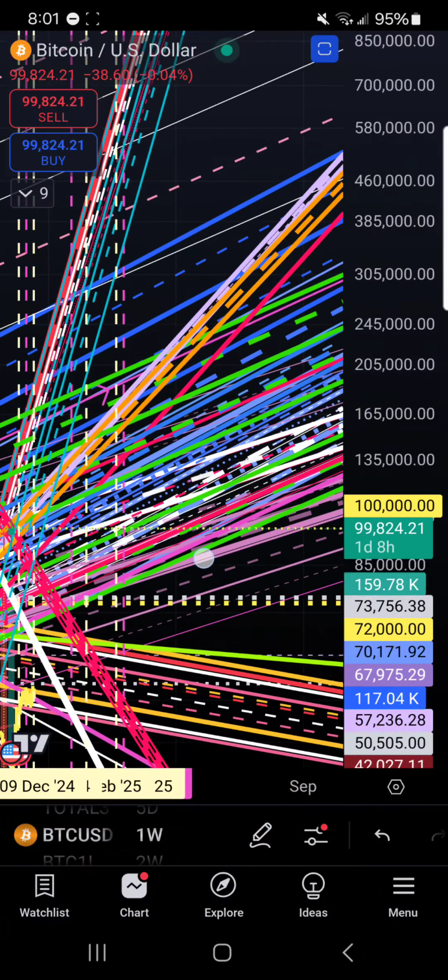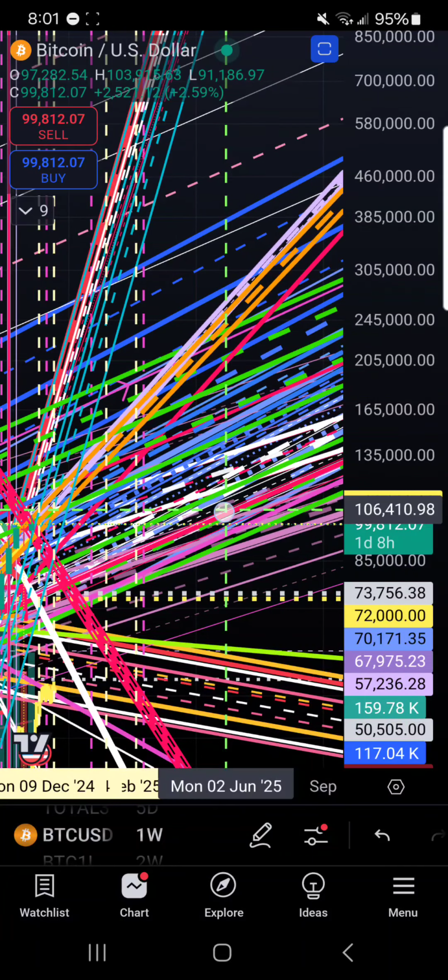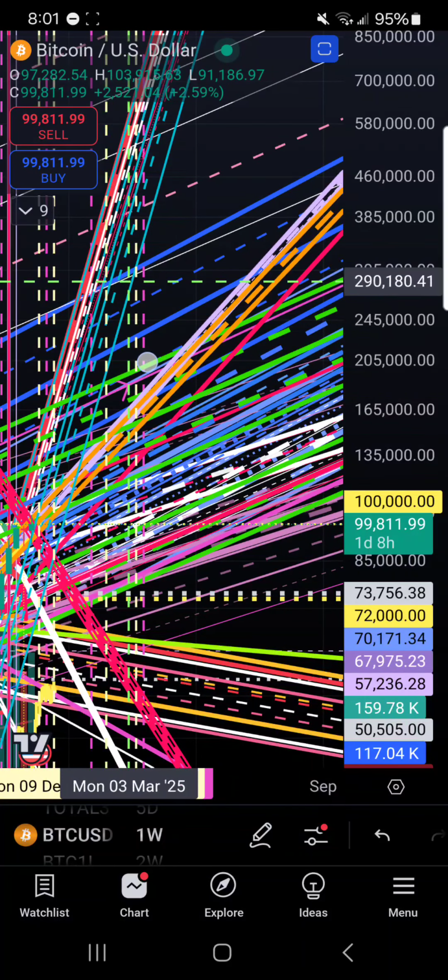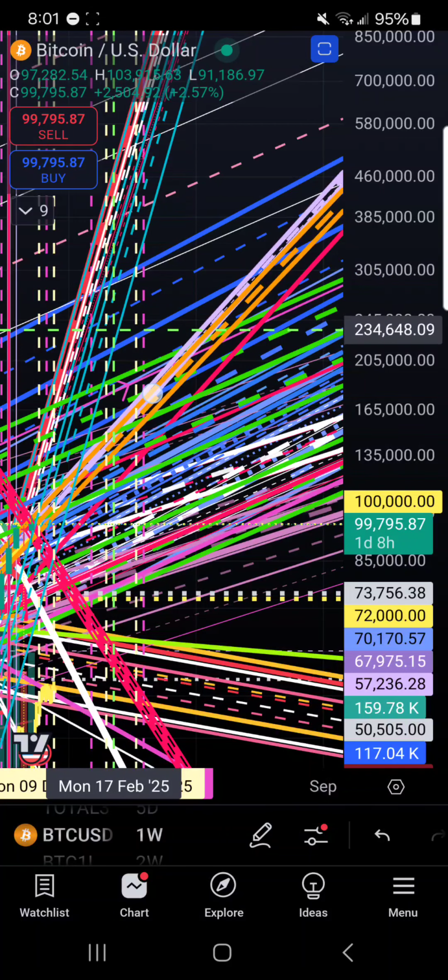So, there you have that. That's where we're going, according to me. The end of this rally will end. Wow. Yeah, upwards of $250,000.